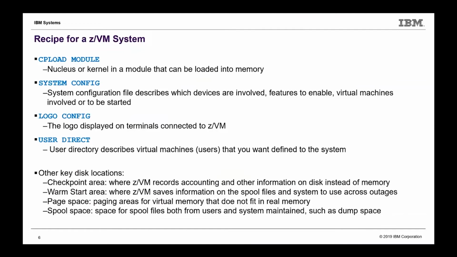Another piece that a z/VM system needs is the system configuration file, which is typically called SYSTEM CONFIG, that's the file name and file type. And that's going to describe a number of things. What devices are involved. There's all sorts of features that we've been talking about so far. Do we enable them? Do we disable them? And there's also a lot of other things we can control in terms of what virtual machines get involved. Some of that we won't jump into right away. We're going to add that in later on.